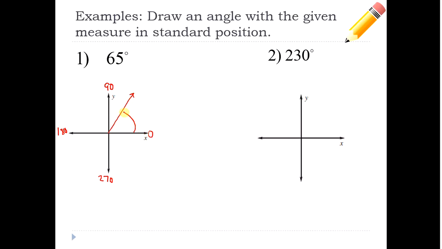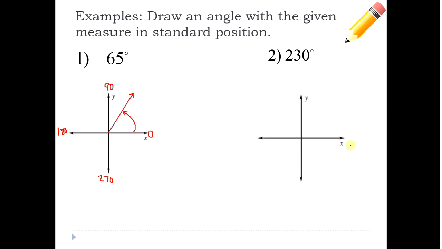So I'm going to put an arrow and show that I'm sweeping from my initial side of 0 all the way to 65 degrees. And I don't need to put a 65 in there. I will just show that I'm sweeping out to that.